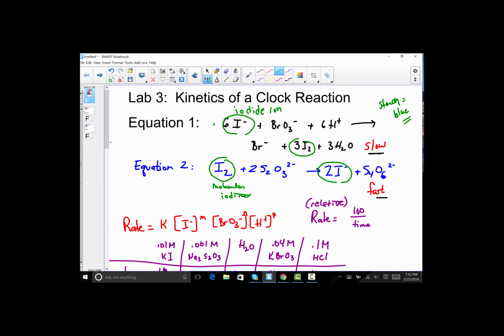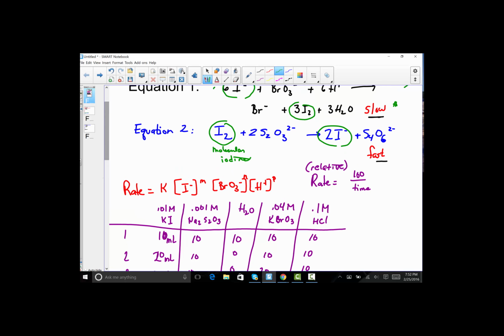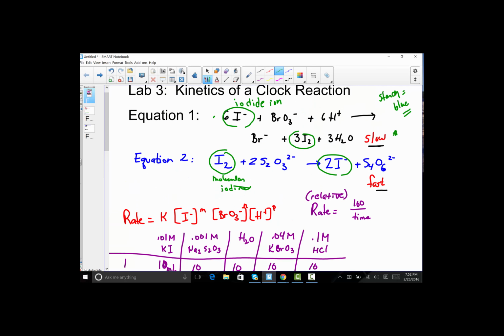is. So because the slow step comes from the first step, our rate equation, this is what we're trying to study, comes from the slow step. The I negative raised to some power m times the bromate concentration, BrO3 negative, raised to some power n, and the acid, which is the HCl, raised to some power p. Because this first equation is the slow step, this becomes the observed rate law.